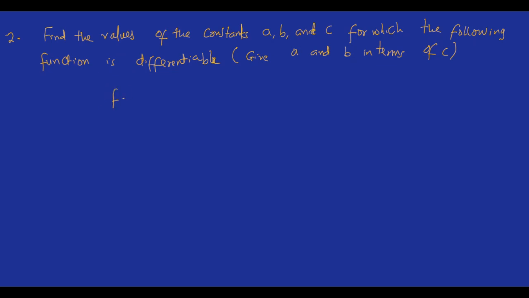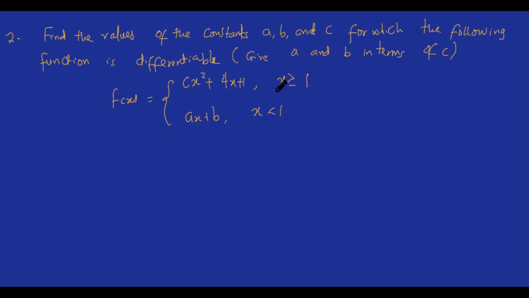So the function f of x is equal to cx squared plus 4x plus 1 for x greater than or equal to 1, and we have ax plus b for x less than 1. So it's first required that we should understand what the continuity and differentiability of a function means. A function is said to be continuous if its right hand limit is equal to its left hand limit, and this is also equal to the value of the function at that point.